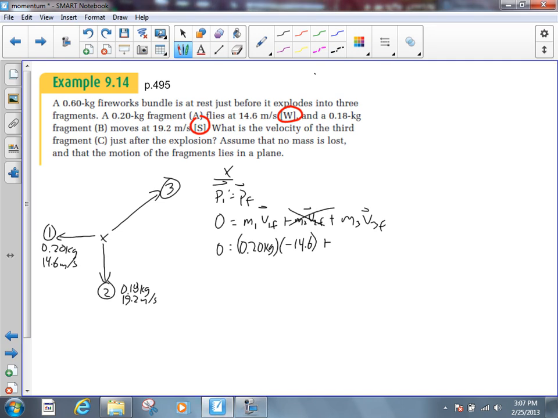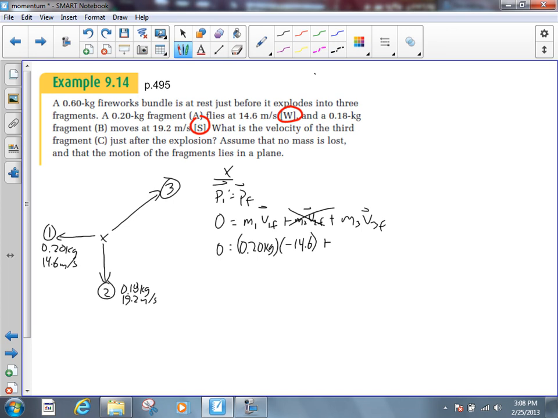M3 is, we don't know its mass, do we? We don't know M or V, do we? Can we find M pretty easily? Christine, how are we going to get M? Any idea? Take the original mass before the explosion and then just subtract the other two masses.